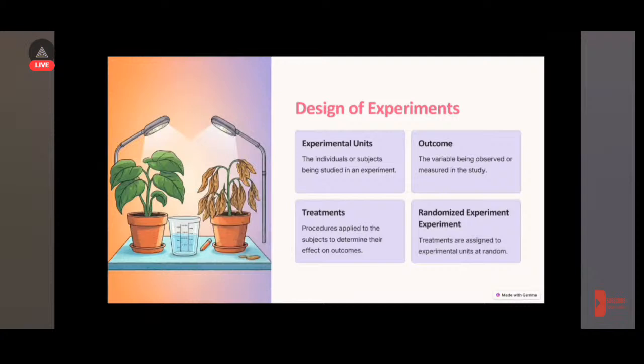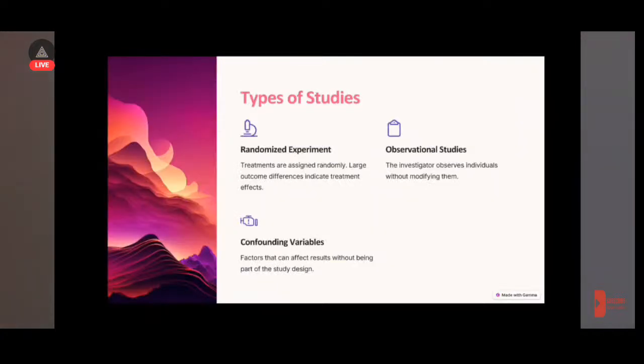And lastly, we have the randomized experiment. Treatments are assigned to experimental units at random. This is a randomized experiment. And for the types of study, the first one we have is the randomized experiment. As explained, the treatments are assigned randomly. Large outcome differences indicate a treatment effect.